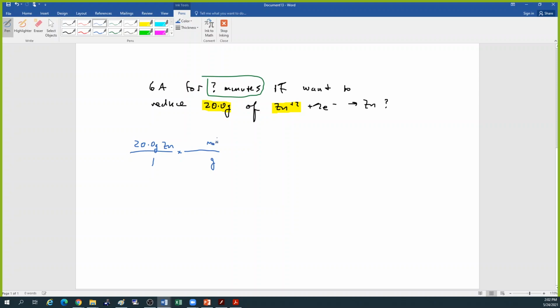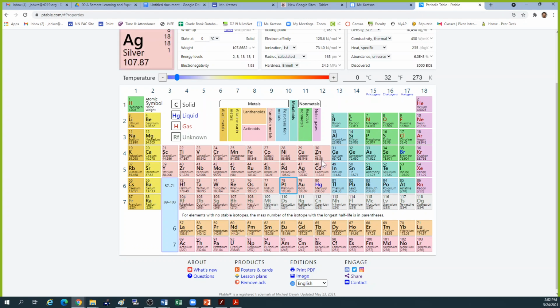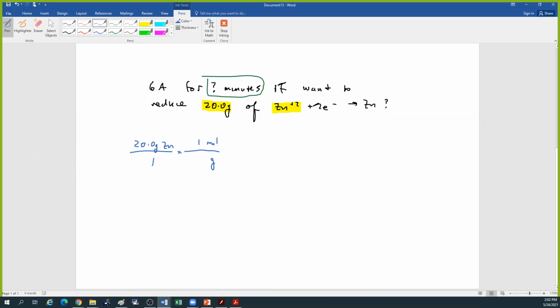because the grams go here and the moles go here. Each mole of zinc is 65.38 grams. And if we stopped here, we'd have the moles of zinc. But if we look at the reaction, for every 1 mole of zinc, we need 2 moles of electrons. Right? It takes 2 moles because of the charge. Now we know the moles of electrons.